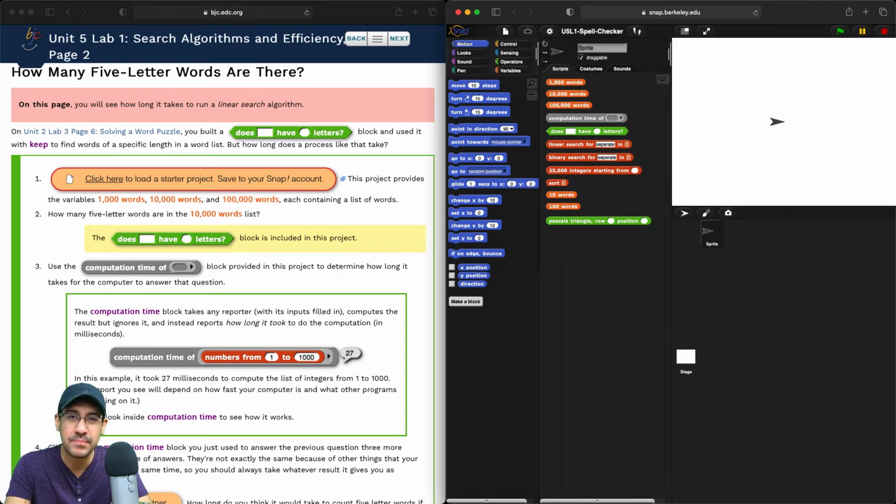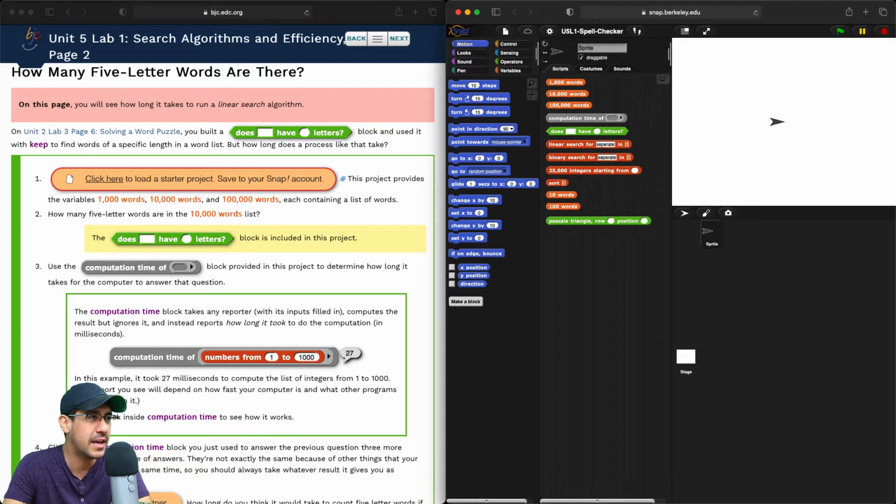And that would be a linear search algorithm, or it would be like a linear search algorithm. As the number of items increases, the amount of time it takes to do something will also increase linearly. So, you know, if it takes 5 seconds to do something for five items, if there's 10 items, it'll take 10 seconds, approximately. So let's look at page 2 of Unit 5, Lab 1.